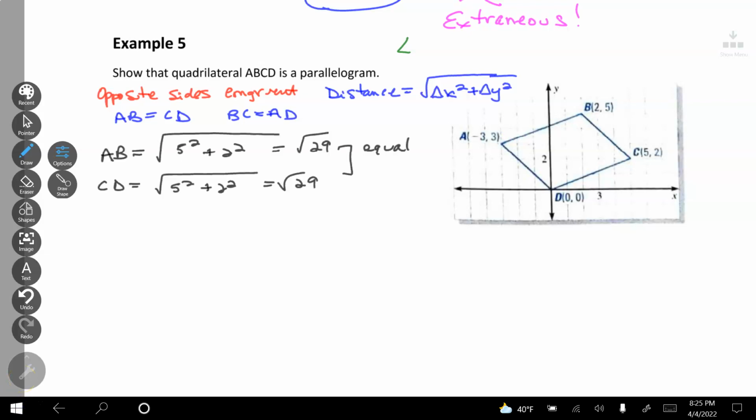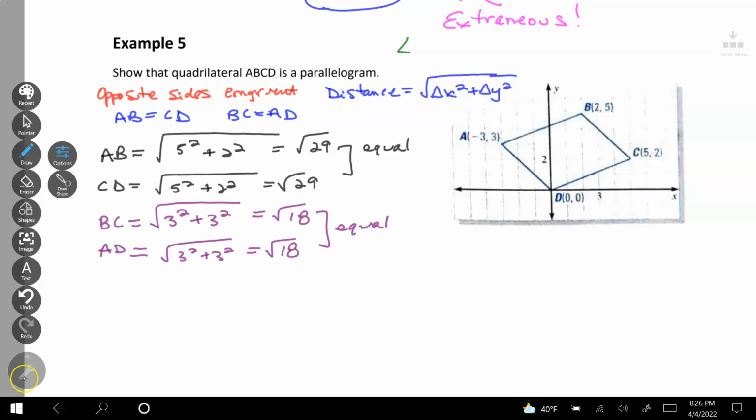So the distance of AB is the change in x is negative 3 to 2 is 5 squared, and the change in y is 3 to 5, which is 2 squared. I get square root of 29. And when I do CD, I get exactly the same result, square root of 29. So AB and CD are equal.